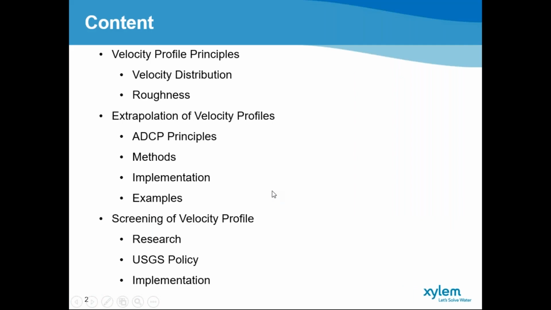Just want to give a quick overview of our discussions this afternoon. Firstly, looking at velocity profile principles, velocity distribution and the theory around that, and how velocity or roughness coefficients, channel roughness itself, can impact the velocity distribution.